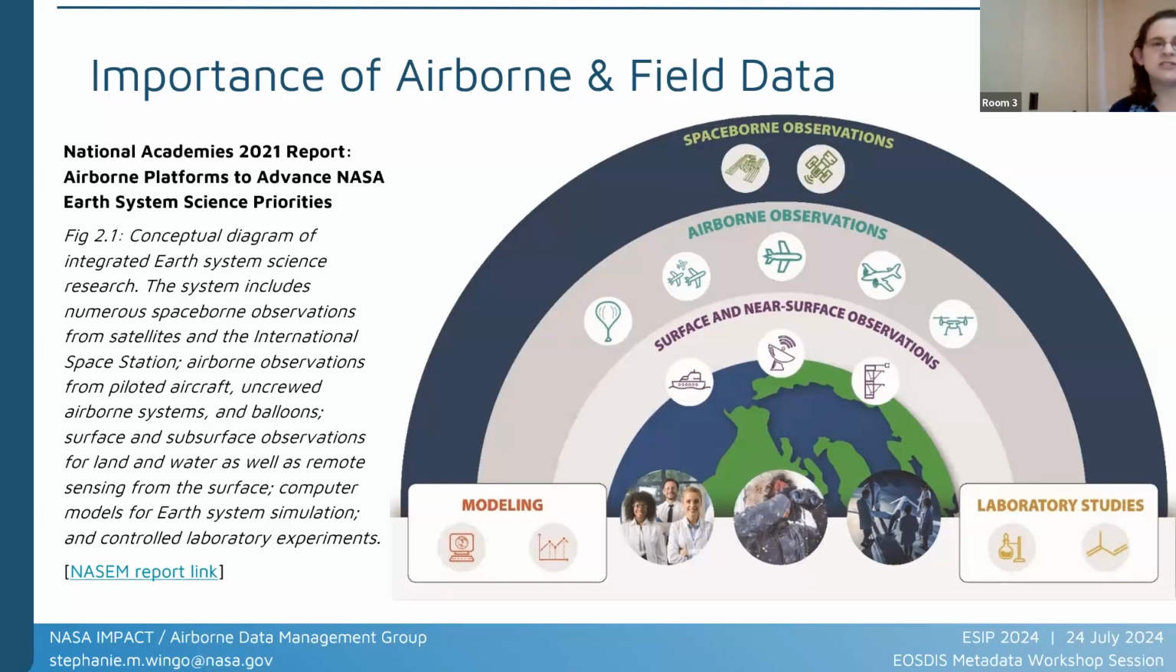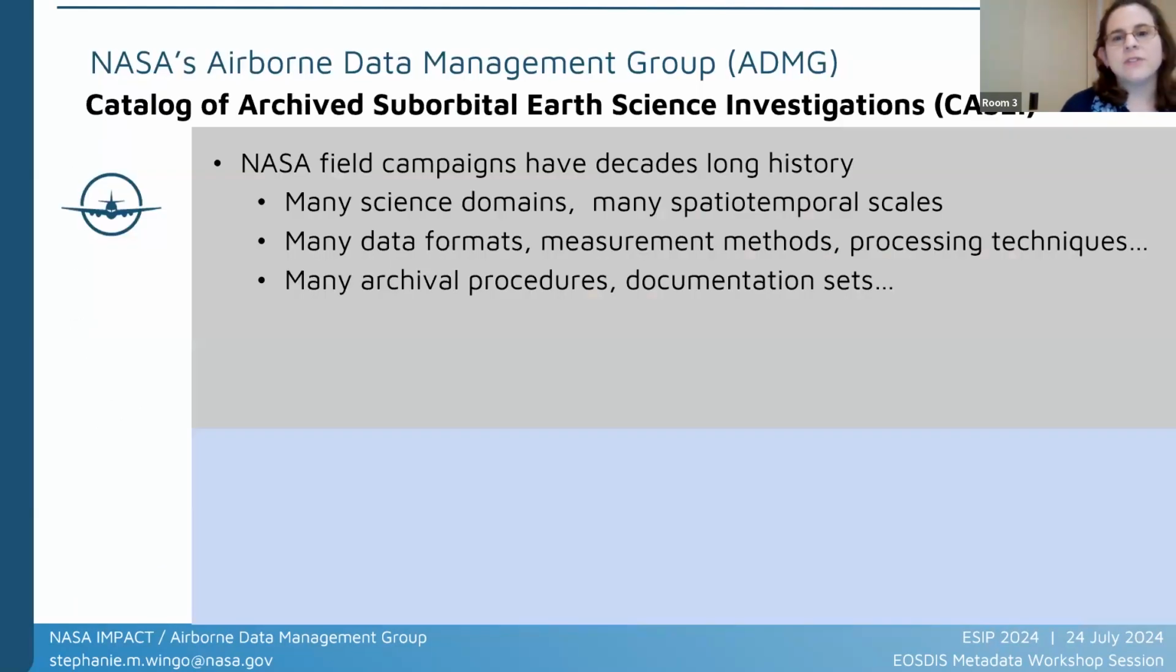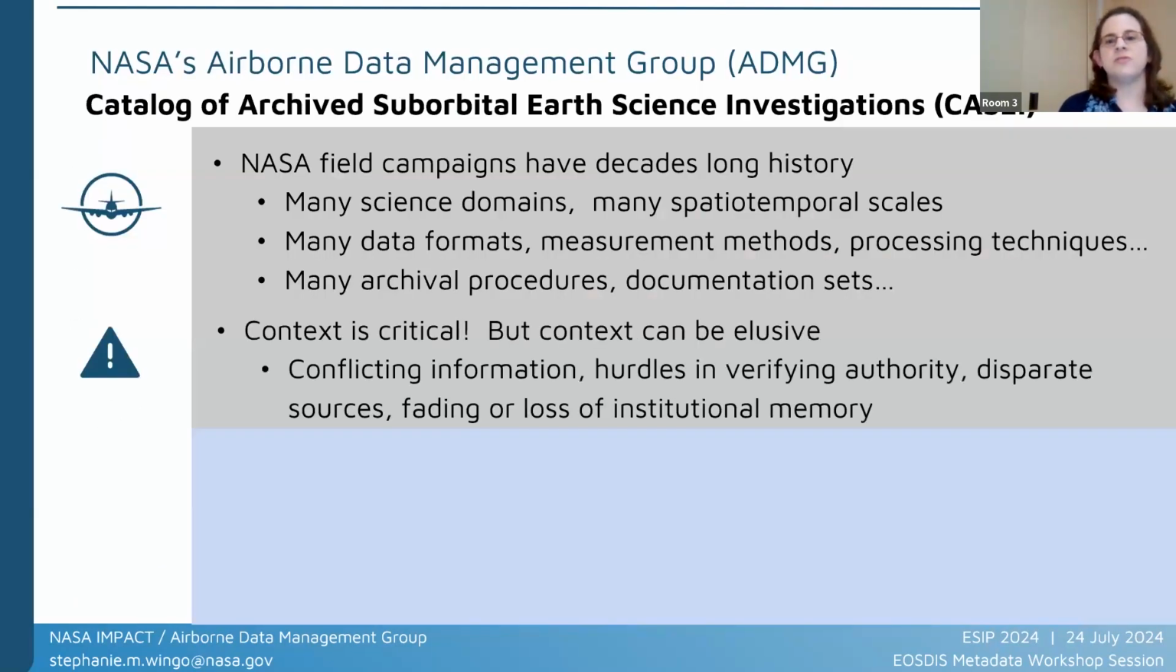So this was from the National Academies, essentially back when they were looking at replacing the NASA DC-8 with a more modern aircraft, and making the argument and showing how important these non-satellite observations are for our understanding of Earth systems and the evolution and changes of those systems now, particularly more than in previous times. As everyone here knows, we've got these observations from decades of NASA's involvement in these field campaigns or field investigations. And the context of those observations is absolutely critical for the appropriate reuse and findability of those data.